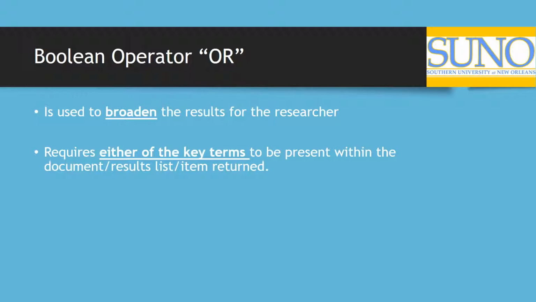So you could get articles geared towards one specific search term, but not the other two, and so on and so forth, which is really going to broaden your results. Another way that you can use the Boolean operator OR is within search boxes.